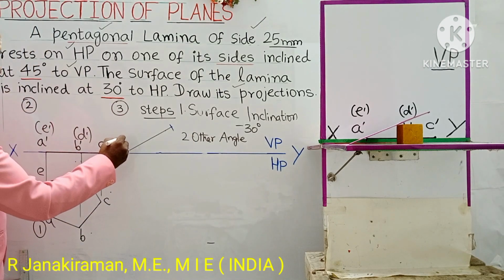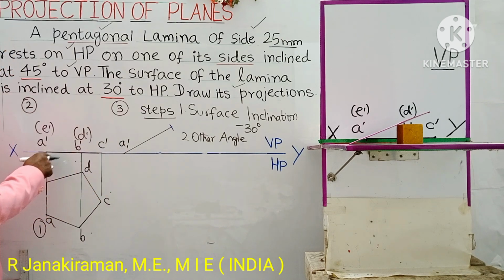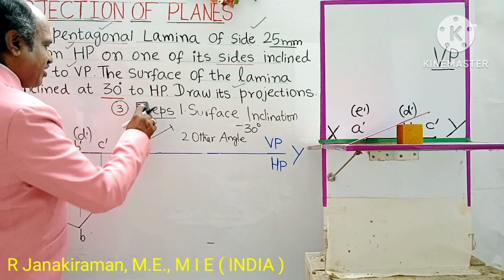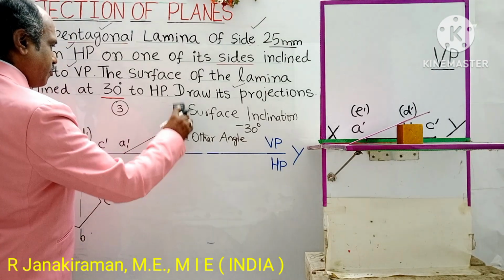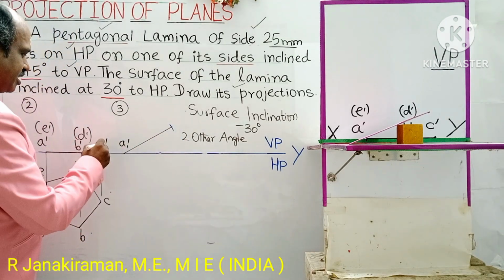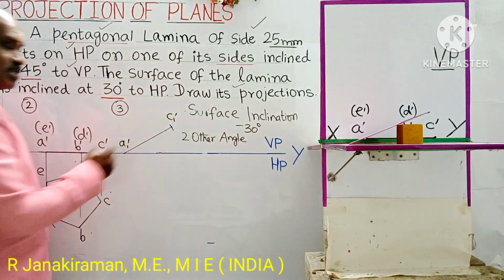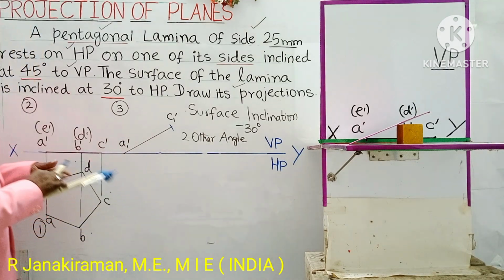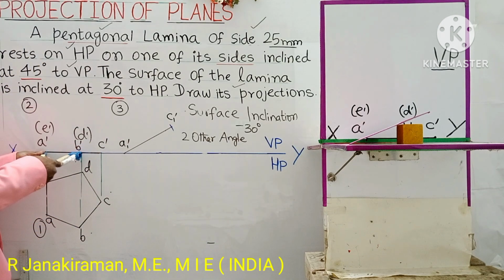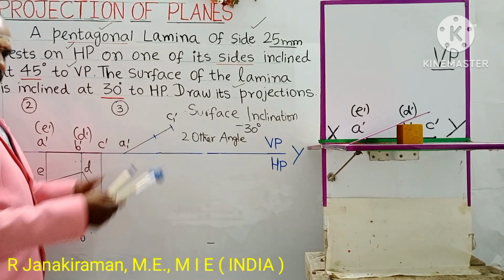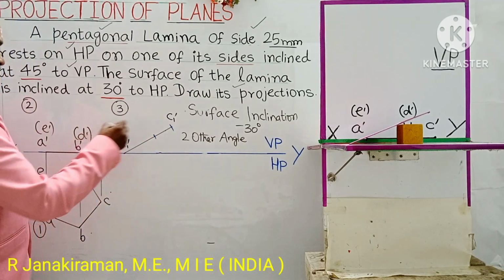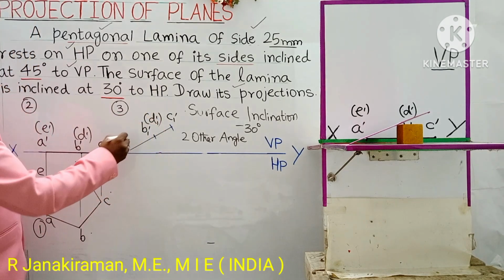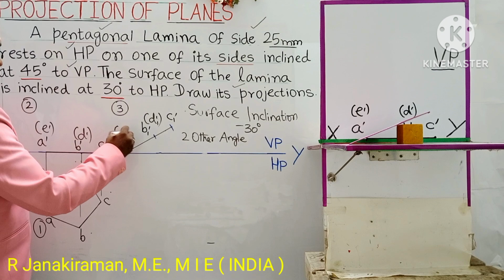This point shall be replaced. This is A suffix 1 dash. This was C dash, so you will give a different letter: C suffix 1 dash. Similarly, I'm going to mark where B dash will come. Take the distance using the compass. This point is B suffix 1 dash, bracketed D suffix 1 dash. A1 dash is also called E suffix 1 dash.